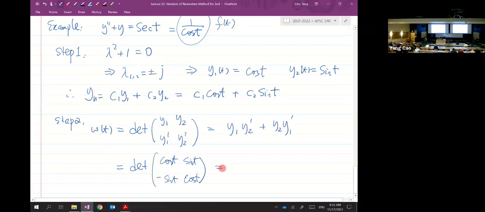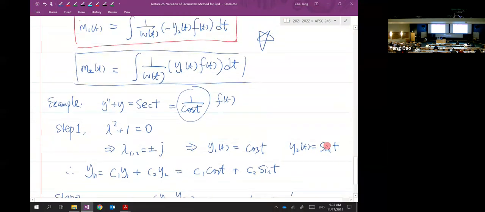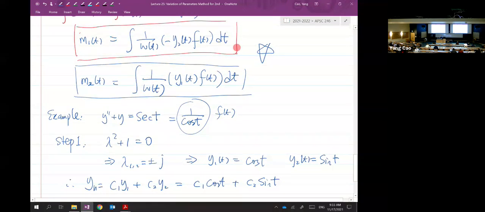Okay, so that gives you cosine t times cosine t, then minus sine t times negative sine t, which has become positive sine squared t. So you end up with cosine squared t plus sine squared t, which is 1. So that's a very easy Wronskian in this case, W of t. Now you're ready to apply the two formulas for M1 and M2.